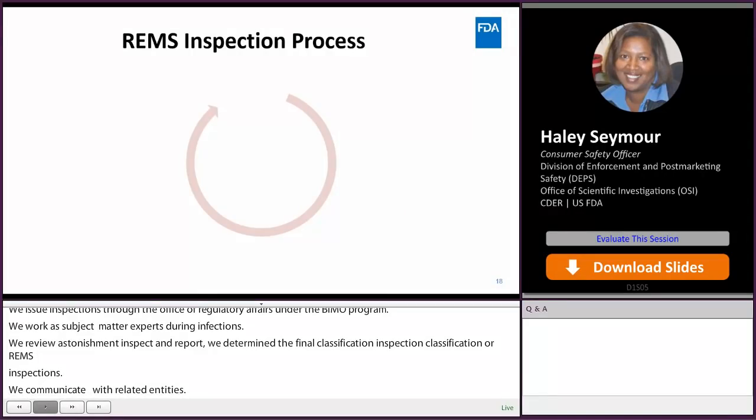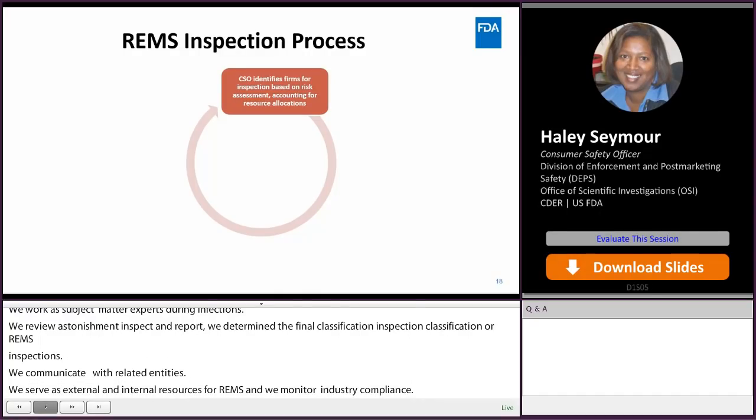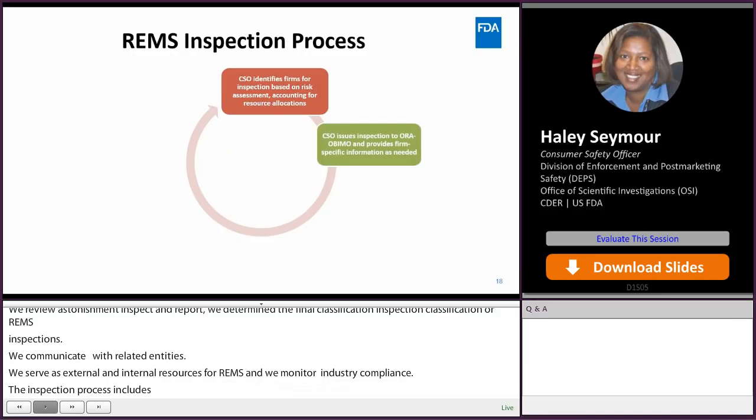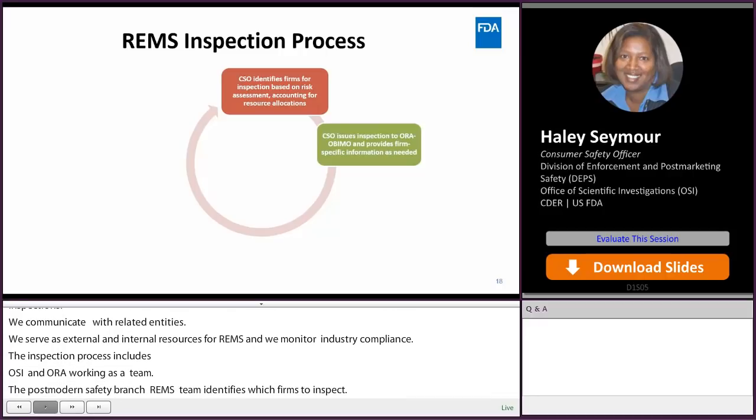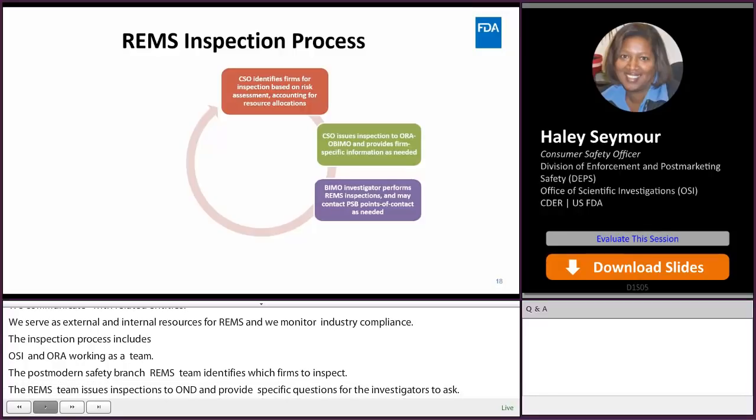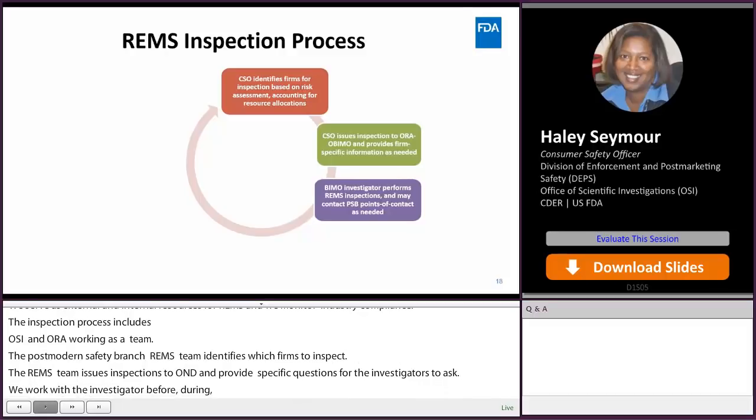The inspection process includes OSI and ORA working together as a team. The Postmarketing Safety Branch REMS team identifies which firms to inspect. The REMS team issues inspections to ORA and provides specific questions for the investigator to ask. We work with the investigator before, during, and after the inspection, and in some instances, we actually attend the inspection as subject matter experts. If not attending the inspection, the team works with the investigator in a consultative manner.